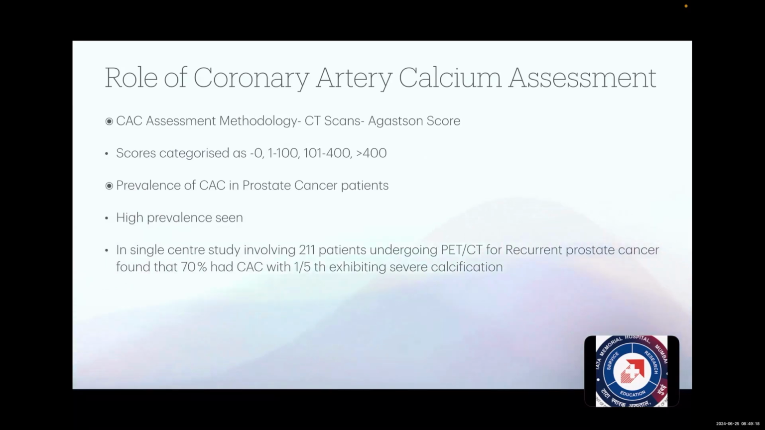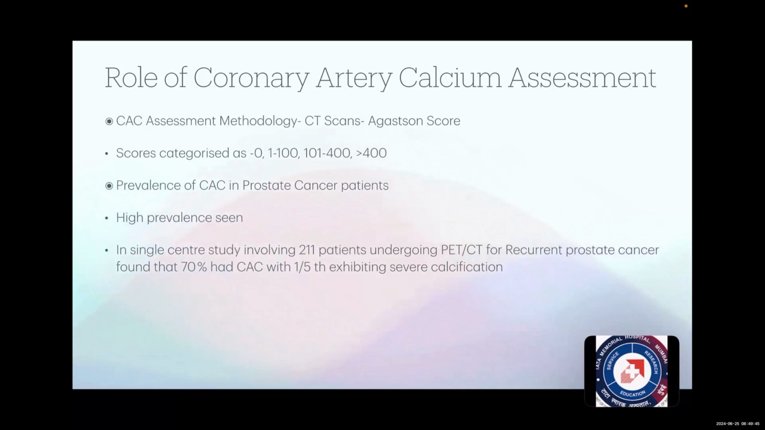The CAC assessment methodology is typically done by using a CT scan, which many prostate cancer patients undergo for staging purposes. The Agatston scores derived from these scans quantify the extent of calcification and correlate it with the cardiovascular risk. The scores are categorized as 0, 1 to 100, 101 to 400, and more than 400, with a score of more than 100 indicating a high risk of atherosclerosis that warrants statin therapy.